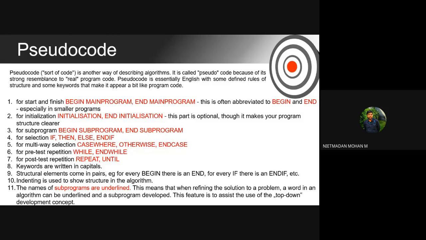So the main thing is that the keywords want to be mentioned in capital letters. If you start with begin, the program wants to end with the end keyword. If you start a statement like if, you want to complete the statement with end if. So this shows the advanced structure of an algorithm to identify those errors. And the subprogram wants to be underlined for the purpose of identifying the error easily. So these are the keywords and functions that are used in pseudocodes.